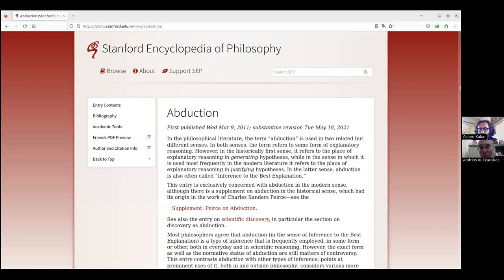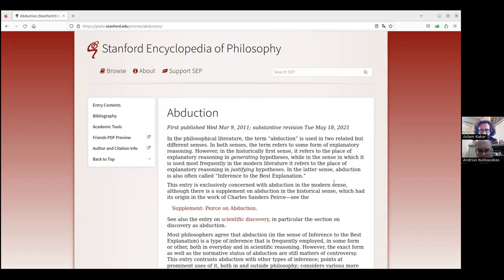Well, okay, so the Stanford Encyclopedia of Philosophy has this article on abduction, because I don't use that word very much. So why don't I just read this out loud? It says that there's two kinds. In the philosophical literature, the term abduction is used in two related but different senses. In both senses, the term refers to some form of explanatory reasoning. However, in the historically first sense, it refers to the place of explanatory reasoning in generating hypotheses, while in the sense in which it is used most frequently in the modern literature, it refers to the place of explanatory reasoning in justifying hypotheses.